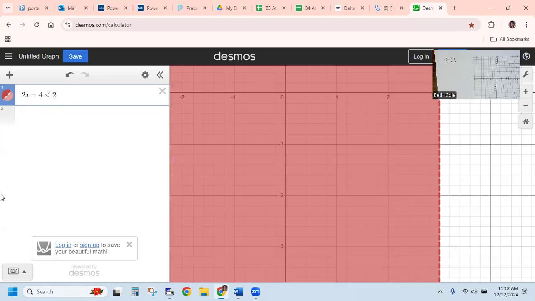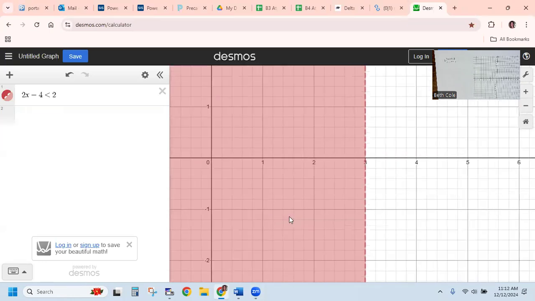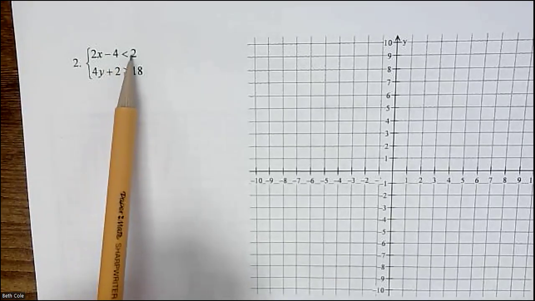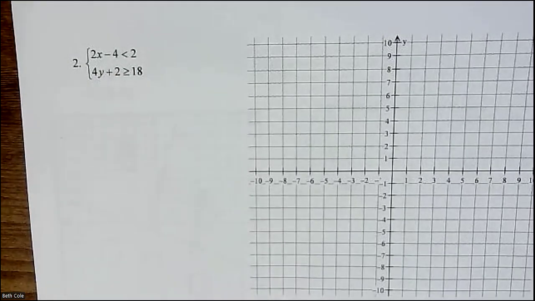Do you see that? 2x minus 4 less than 2. Do you see how it's a vertical line? There's a reason why that happened. Look at the equation. What do you notice it is missing? 2x, it does not have a y. Do you see that? Do you remember, x is vertical, all right?